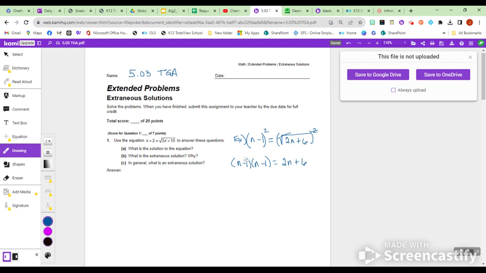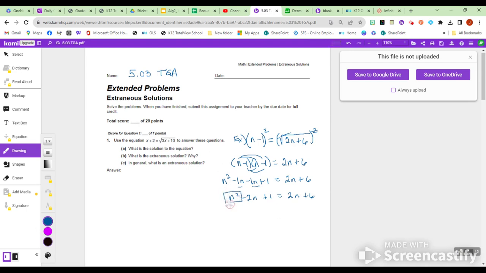On the left-hand side, I'm going to multiply these two binomials out by distributing. So I'm going to get n squared minus 1n minus 1n plus 1. I still have 2n plus 6 on the right-hand side. I'm going to combine like terms on the left-hand side. Both sides have been simplified at this point. Now I'm going to locate where my n squared is. It's on the left-hand side of the equation.